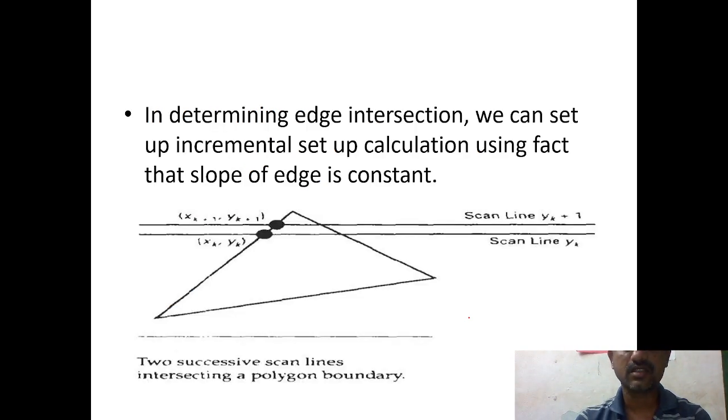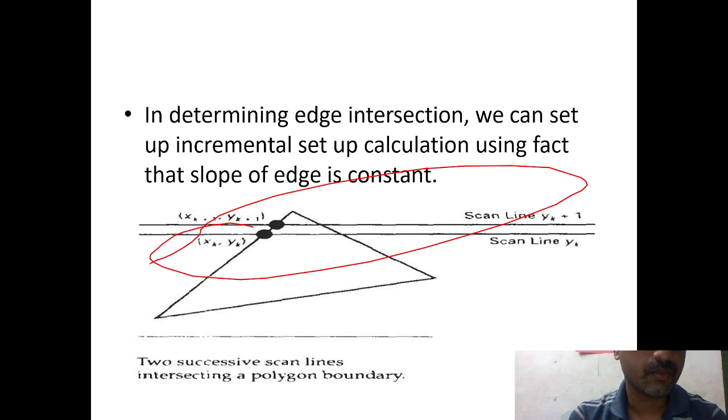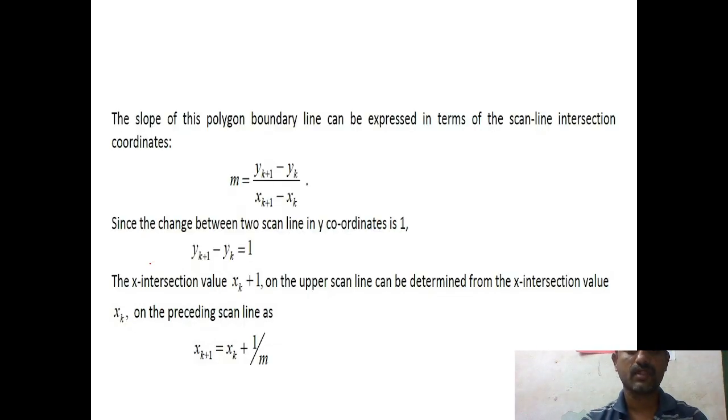In determining the edge intersection, we can set up incremental calculations using the fact that the slope of the edge is constant. So scanlines yk and yk plus 1, two consecutive scanlines, intersect the polygon boundaries. The slope of this polygon boundary line can be expressed in terms of scanline intersection coordinates: m equals yk plus 1 minus yk by xk plus 1 minus xk. The change between the scanline coordinate values is 1, yk plus 1 minus yk equals 1. The x intersection value xk plus 1 on the upper scanline can be determined from the x intersection value xk on the preceding scanline: xk plus 1 equals xk plus 1 by m.